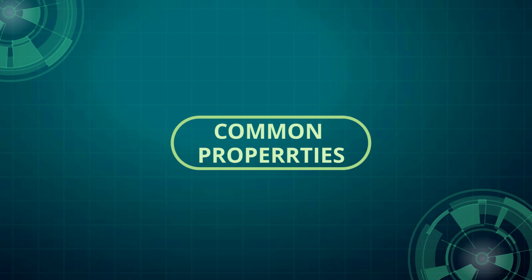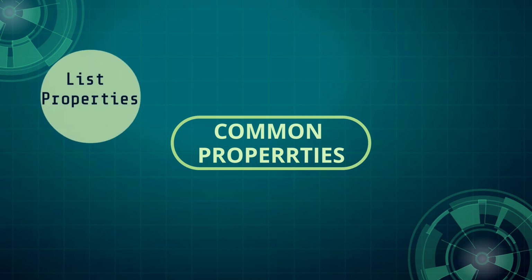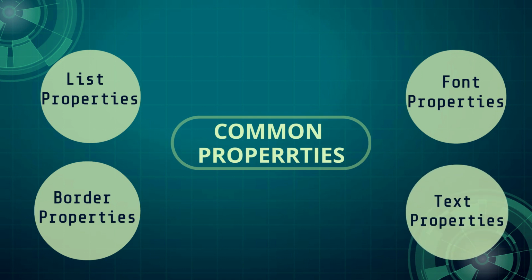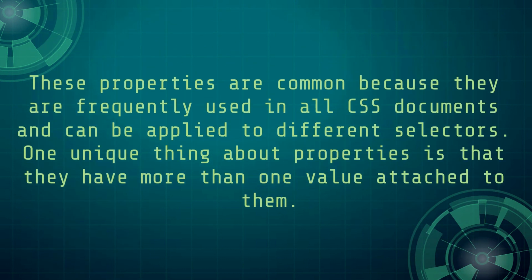Here are four common properties to work with: list properties, font properties, border properties, and text properties. These properties are common because they are frequently used in all CSS documents and can be applied to different selectors. One unique thing about properties is that they can have more than one value attached to them.